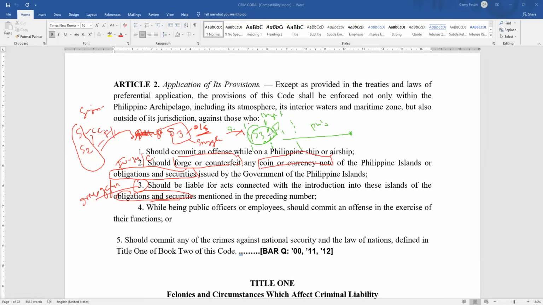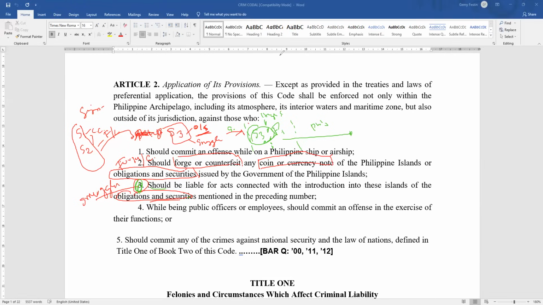It's not, because it will fall squarely under the third paragraph. And because he acted to introduce, to smuggle these obligations and securities which were forged by his friend. So yun ang application ng third paragraph. Now, a Philippine Charity Sweepstakes ticket, a PCSO issued, is deemed to be an obligation and security. So pag yun ang pinorge, kahit sa labas ng bansa ng Pilipinas, we have jurisdiction to try that person responsible.